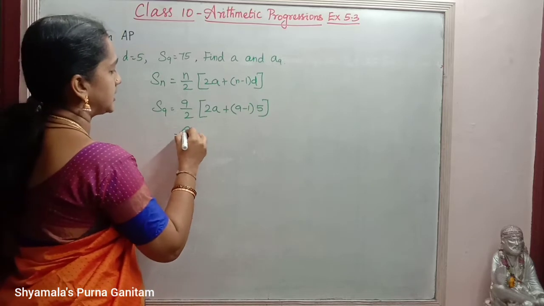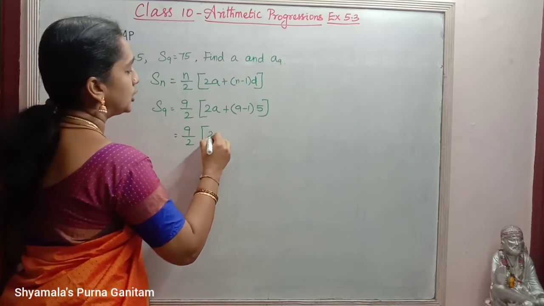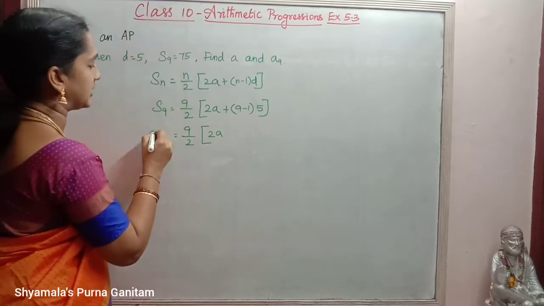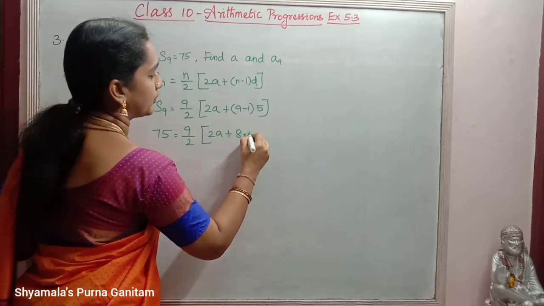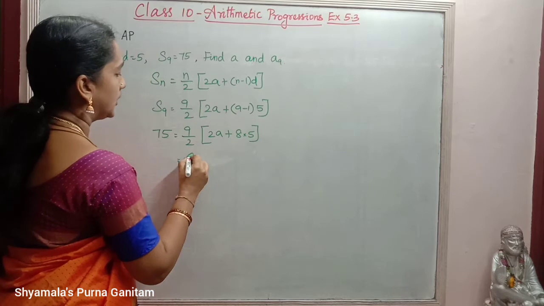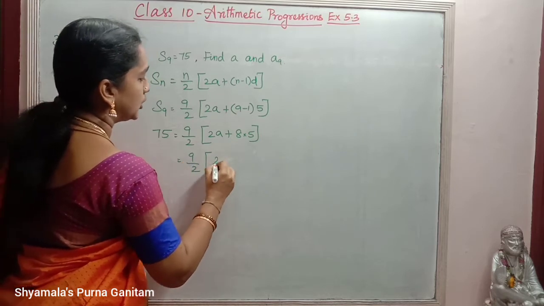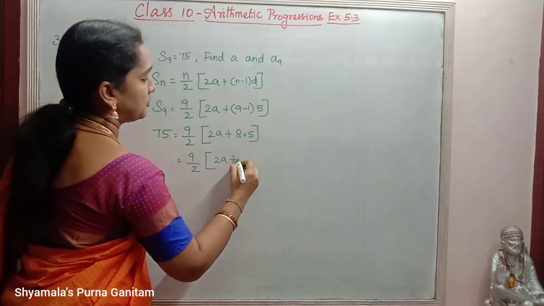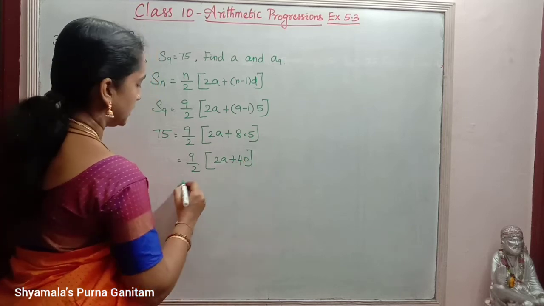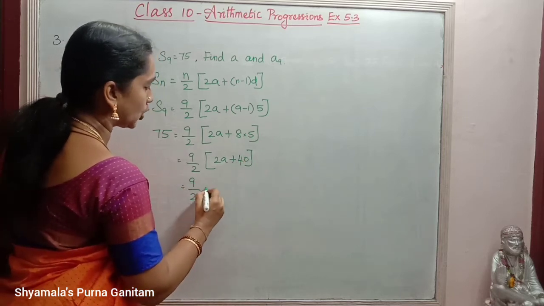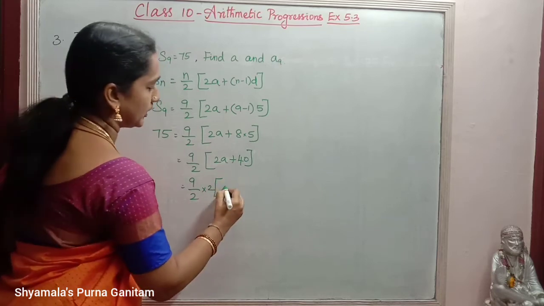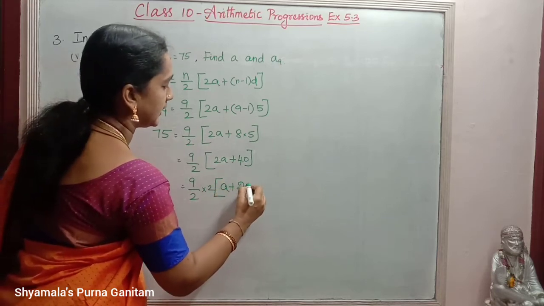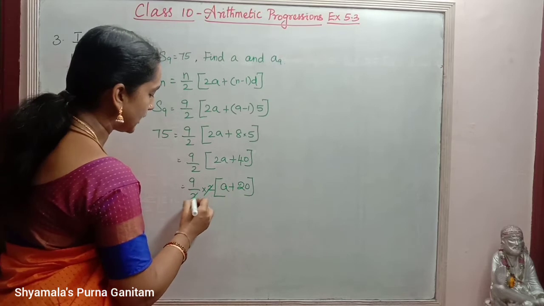Okay, so this is 9 by 2 into 2A plus 8 into 5. S9 value is given as 75. So 9 by 2 into 2A plus 8 5s are 40. In this we can take 2 common from both the terms. So we'll get A plus 20 here. This 2 will get cancelled.